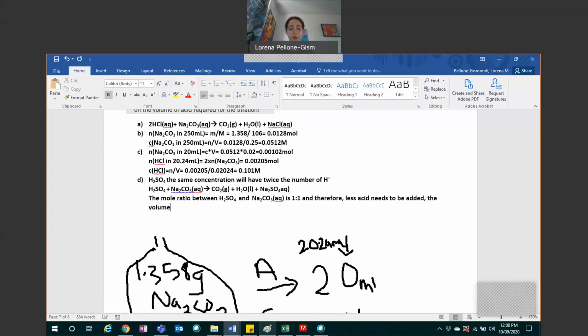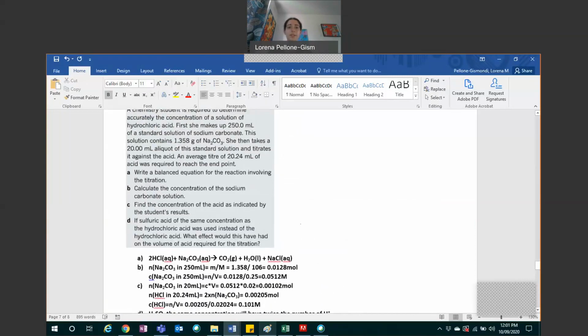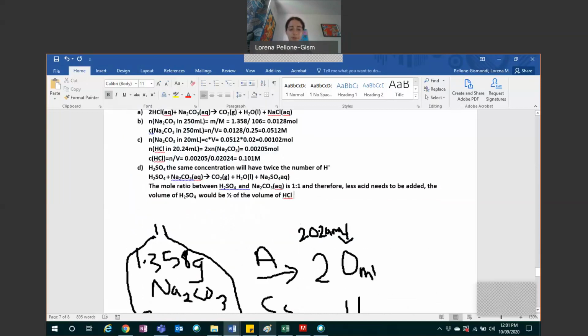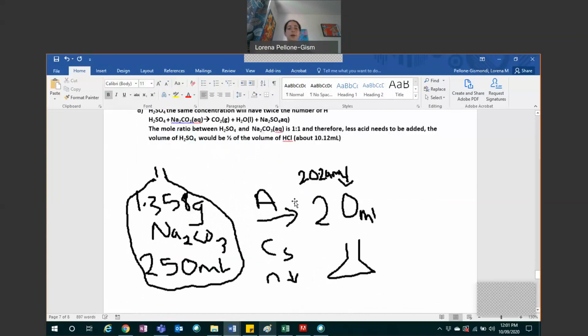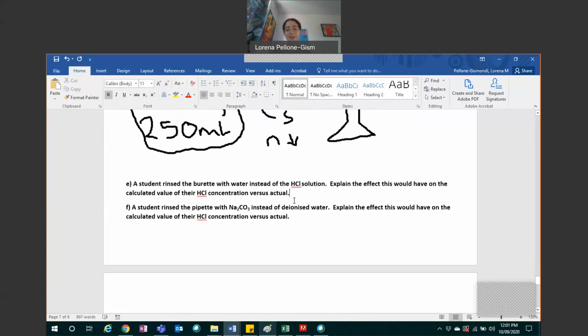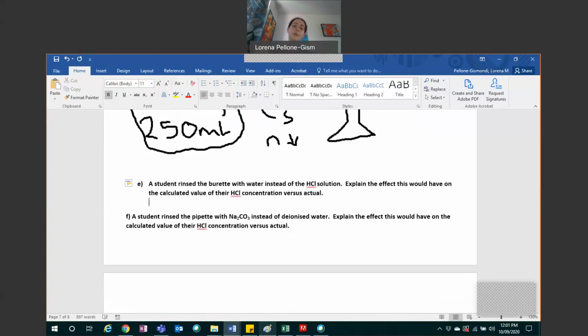The volume of H2SO4 would be half of the volume of HCl. In other words, because you're adding a diprotic acid, something which has twice the amount of protons, you would need to add half the amount, which means that we would add about 10.12 mL.